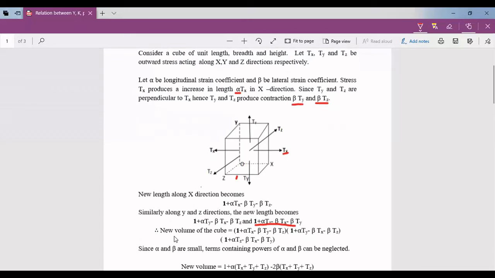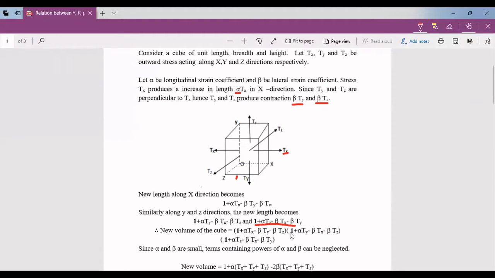Now, what is the new volume of the cube? The new volume of the cube will be length into breadth into height. Using the new length, new breadth and new height we got, you can write the equation: 1 plus alpha Tx minus beta Ty minus beta Tz, into 1 plus alpha Ty minus beta Tx minus beta Tz, into 1 plus alpha Tz minus beta Tx minus beta Ty.